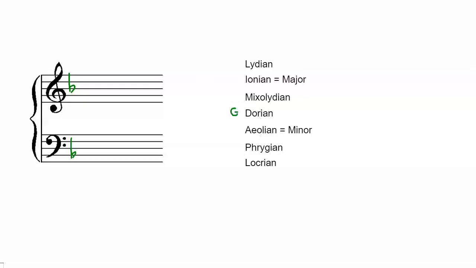G Dorian has one flat. And if I move it down one more and add one more flat, then I have a B flat and an E flat in my key signature, I'm on G Aeolian mode or G minor. We all know that G minor has 2 flats.